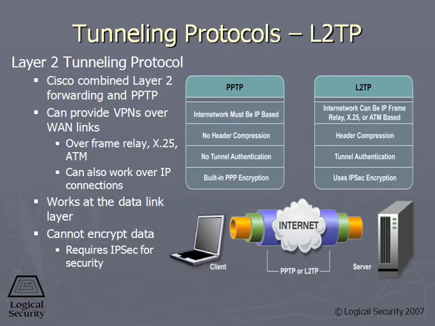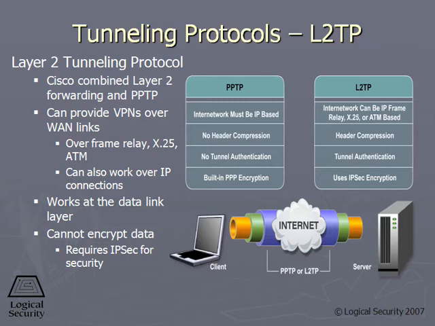Now, there's another tunneling protocol, L2TP, Layer 2 Tunneling Protocol. Cisco came up with L2F, Layer 2 Forwarding protocol, which was an encapsulation protocol working at the data link layer. And then they took L2F and PPTP and basically combined them. That's how we came up with Layer 2 Tunneling Protocol. So L2TP is really a combination of L2F and PPTP. So what is this protocol about? What are we using this for?